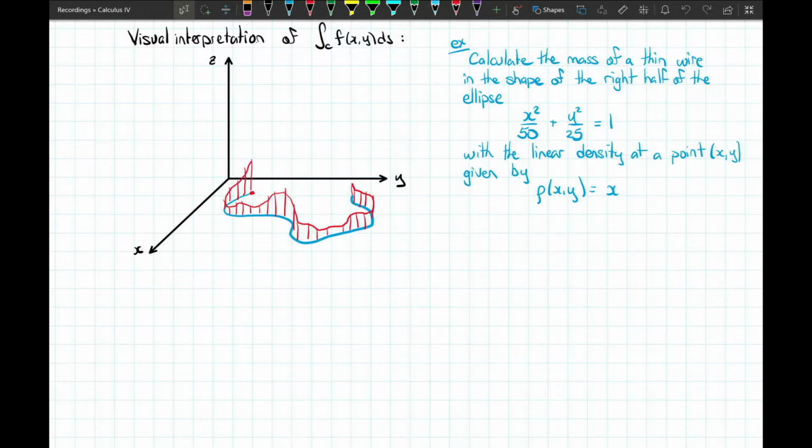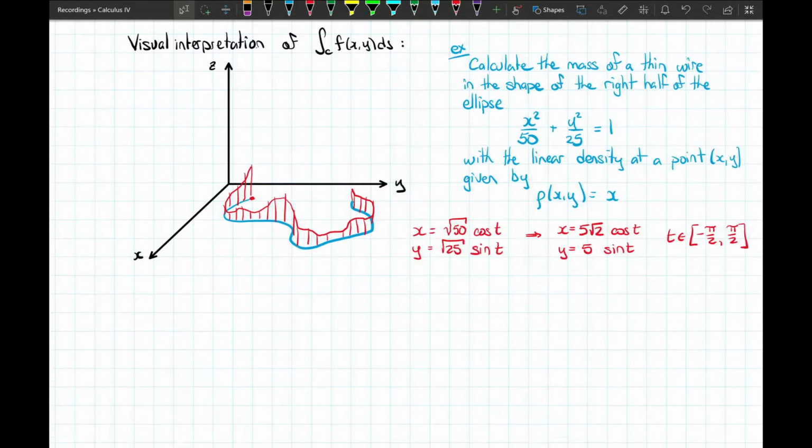Let's see if we can come up, first of all, with a parameterization. Well, since this is in the standard form of an ellipse, we can see the major and minor axes here, square root 50 and square root 25. So I'm parameterizing it just like a circle, except that I am adjusting x and y appropriately by the square root of 50 and square root of 25. And that gives me x equals 5 root 2 cos t and y equals 5 sine t. And since we want the right half, we're going to just maybe use a nice continuous interval from negative pi over 2 to positive pi over 2.